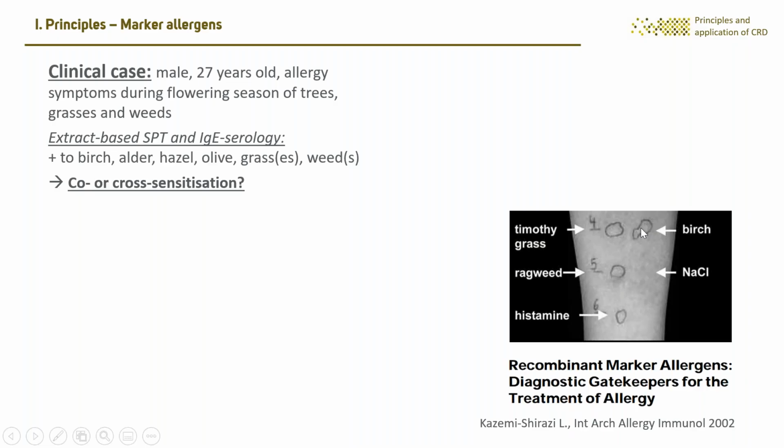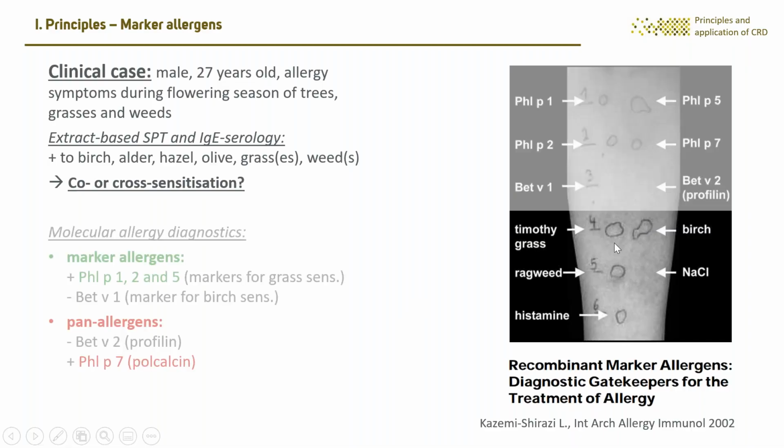And the question now is, do we have here a case of co-sensitization, meaning that the patient is truly sensitized to birch and to timothy grass and to ragweed? So we would rather recommend immunotherapy to all three allergen sources. Or do we have a case of cross-reactivity between these sources? And in that case, what is the primary sensitizer?